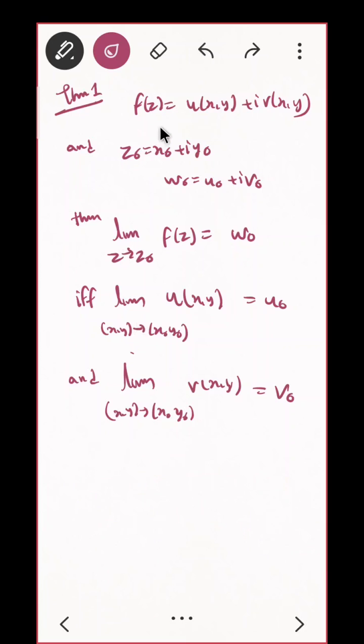So your function is u of x comma y plus i v of x comma y, and z naught is x naught plus i y naught, w naught is u naught plus i v naught. Then limit of that function equal to w naught if and only if limit of u of x y is u naught and limit of v of x y is v naught. Okay. So let us start the proof. The proof is quite simple. You can start from any form. If you take the limit of this as w naught, and to prove this is quite simple. Whatever you say, where should we start?